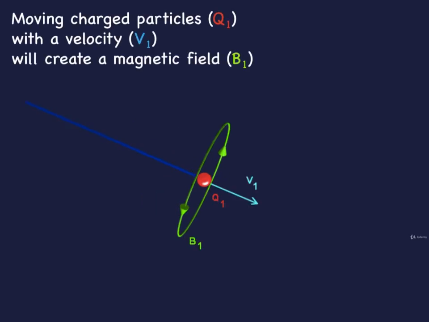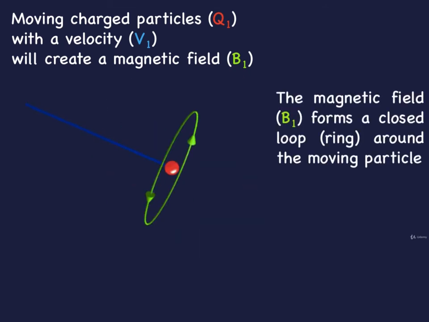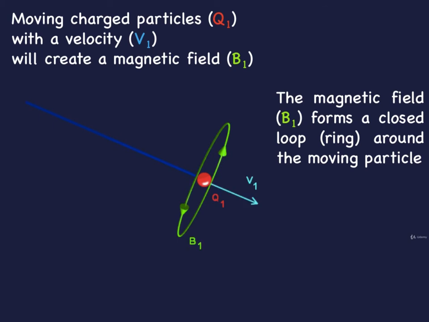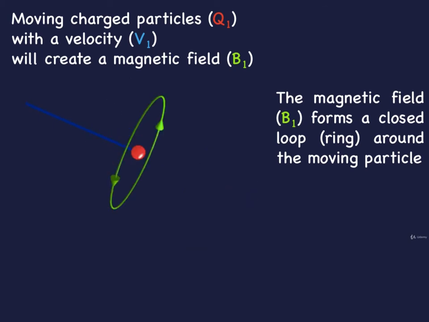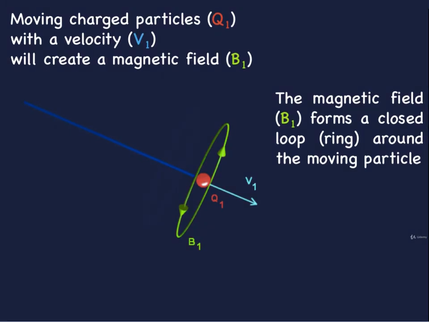A moving charged particle, Q1, moving at a velocity V1, will create a magnetic field, which we will call B1, and sometimes referred to as the beta rather than B, but let's call it B1 for now. The magnetic field, B1, forms a closed loop or a ring around the moving particle. This magnetic field and ring actually has some direction, and we have arrows indicating that direction.